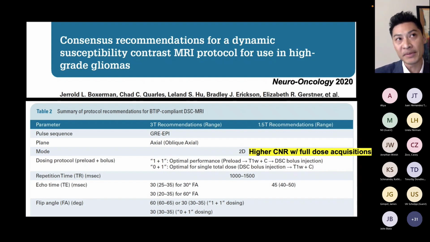Again, for our purposes, we use a half dose scheme. While there's a moderate reduction in the accuracy, I think from our experience at least, when you longitudinally follow these patients over time with a consistent protocol, the actual number doesn't matter as much as what the trend is over time.